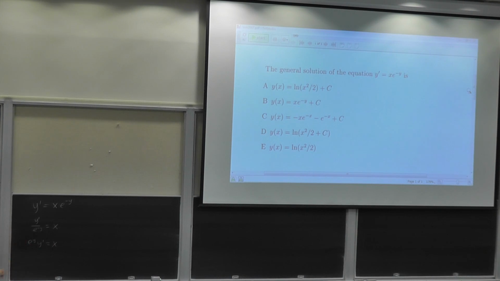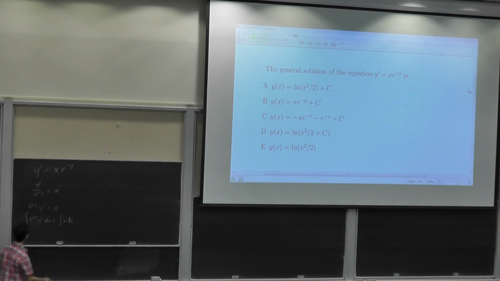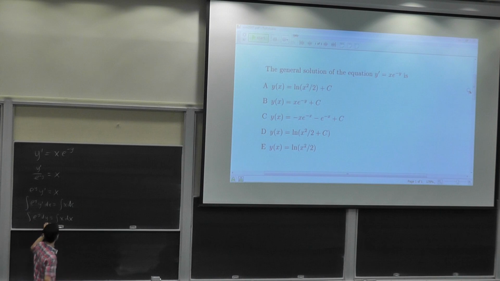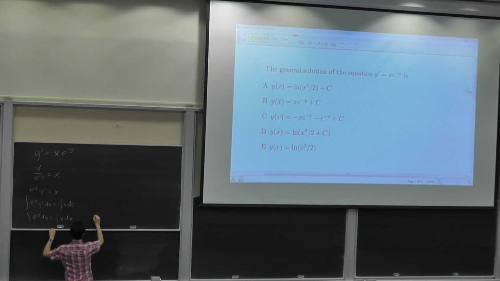Now I can integrate both sides. Integral of e to the y times y prime dx is integral of x dx. Notice that y prime dx is dy, so integral of e to the y dy is integral of x dx. Evaluate these integrals. E to the power y is equal to x squared divided by 2 plus a constant.